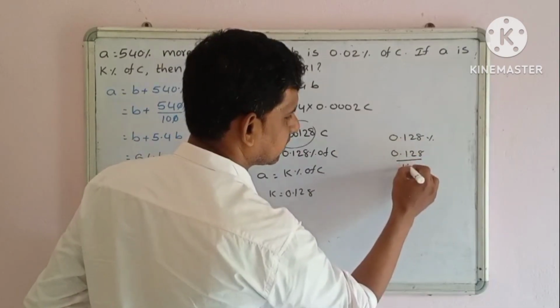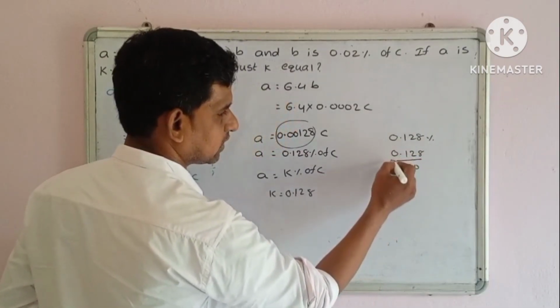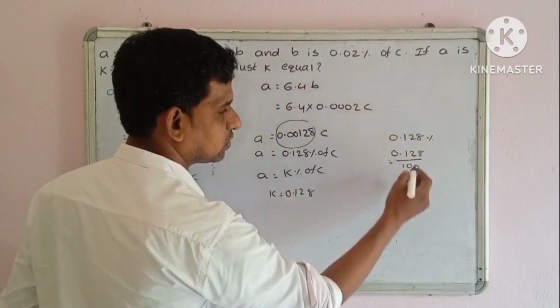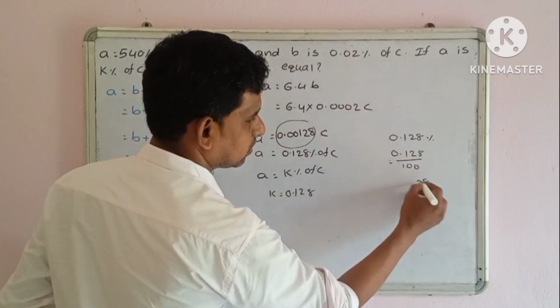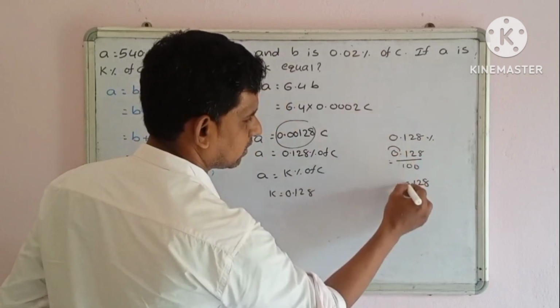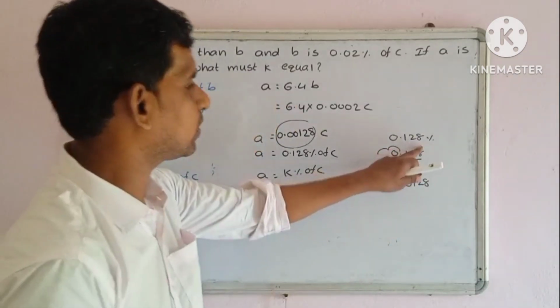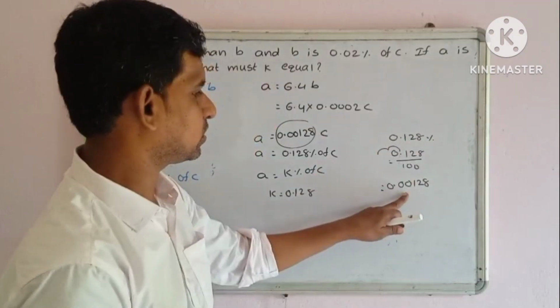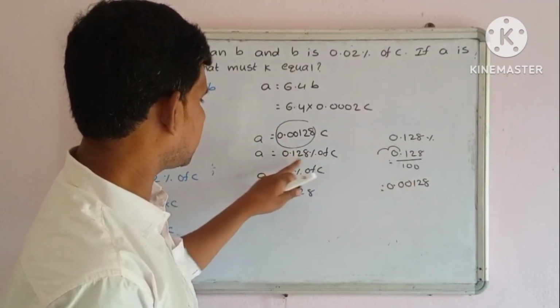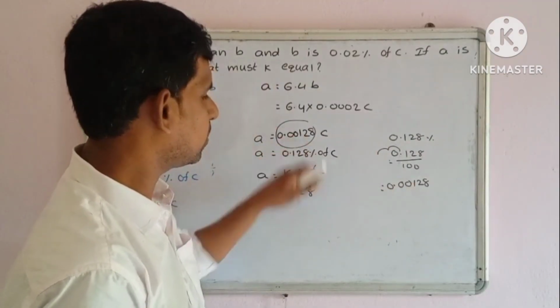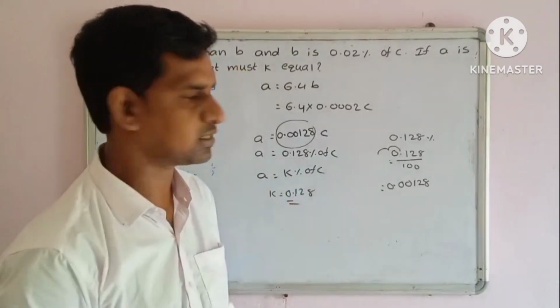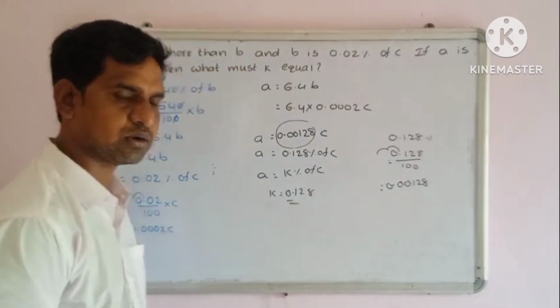0.128% means 0.128 by 100. So here 2 zeros are in the denominator, so the decimal moves to the left side 2 places. So 8, 2, 1, so 2 places, again 2. So both are the same. 0.128% is nothing but 0.00128. Therefore the value of K is 0.128.